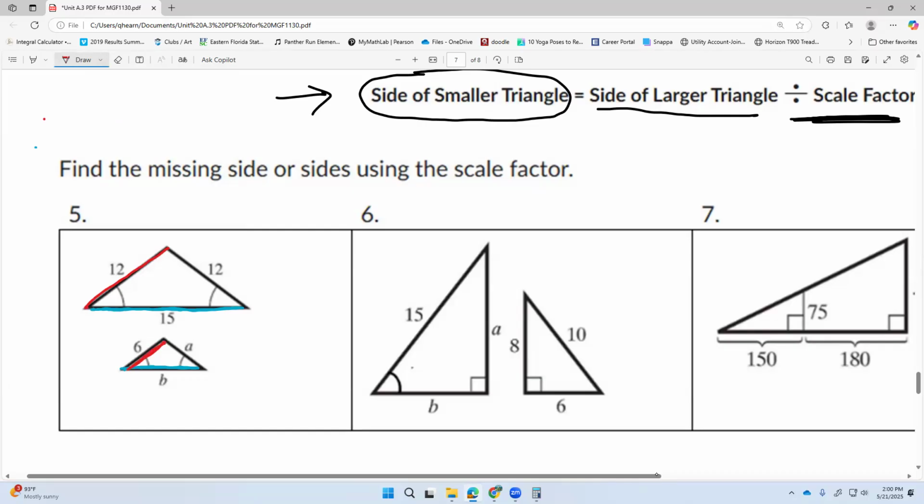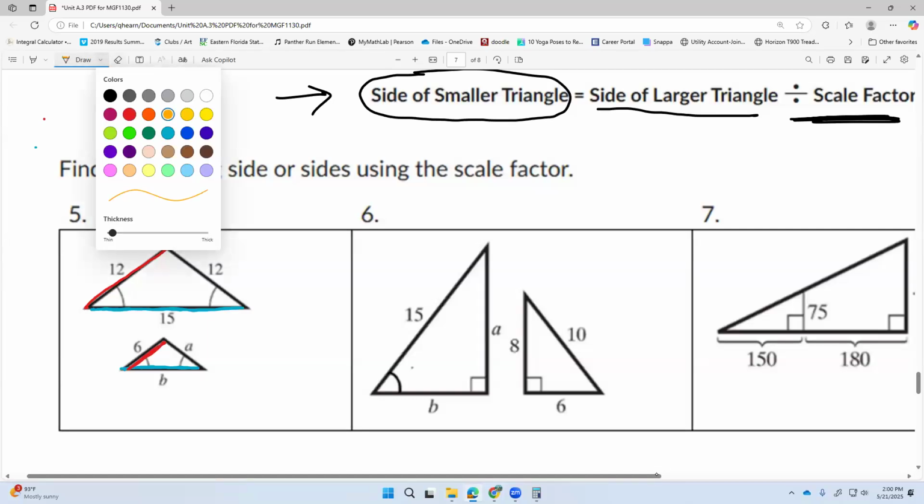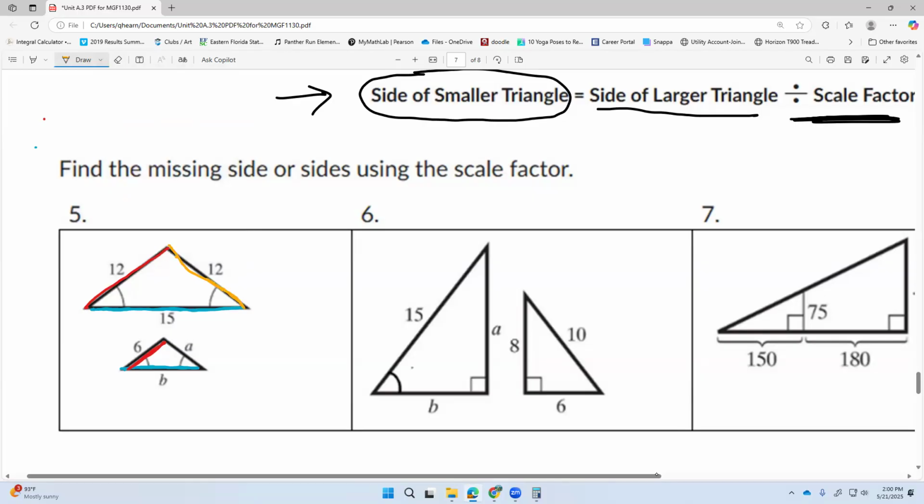It's between the angle that's not marked and one of the marked angles. And similarly here, this side of length 12 corresponds to side A. Okay, so out of these pairs of corresponding sides, the only one where we know both are the ones I just marked in red, the 12 and the 6.